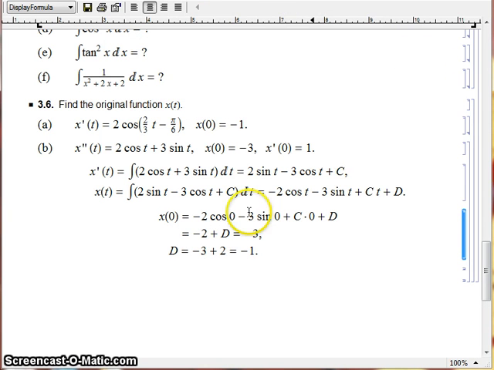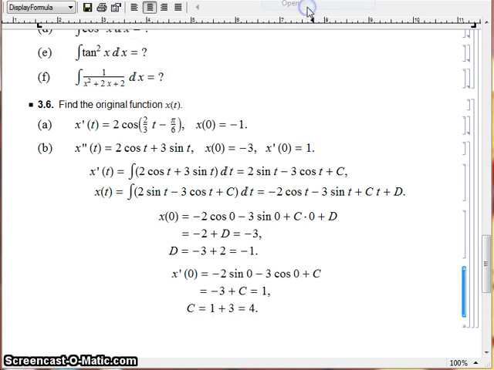Let's use the first condition. x of 0 is negative 3. So plug in t equal to 0. Sine of 0 becomes 0, cosine of 0 becomes 1. So we have negative 2 plus d is negative 3. From that we can calculate the d value. It is negative 1.